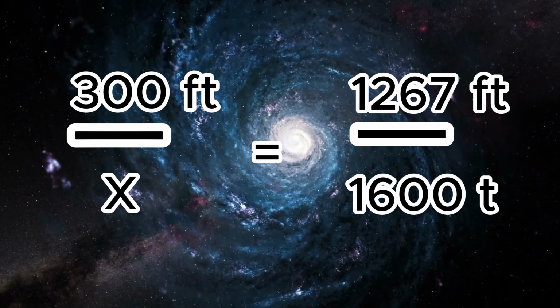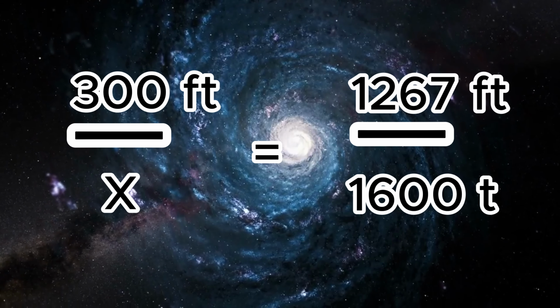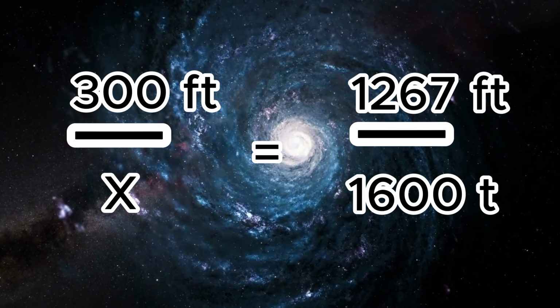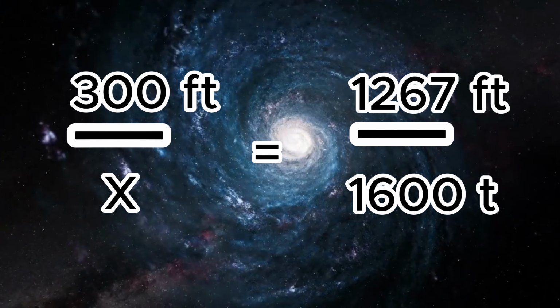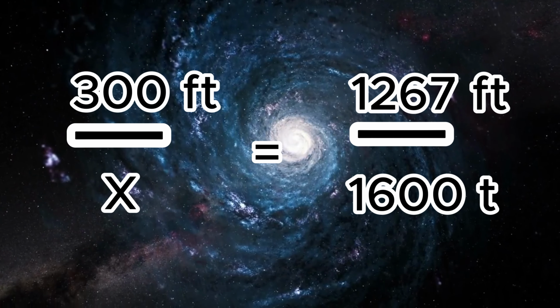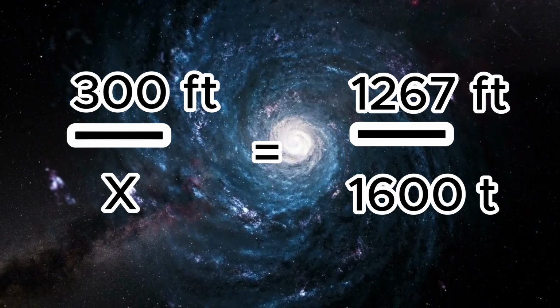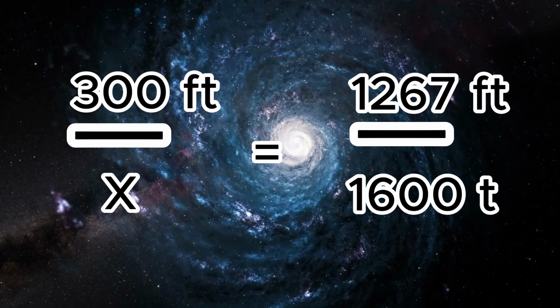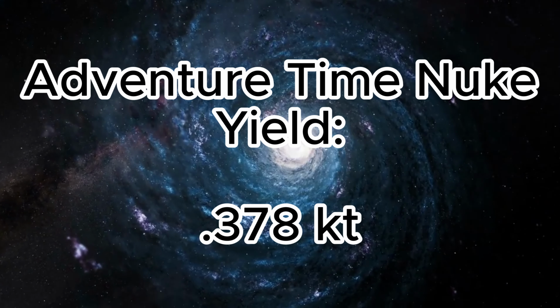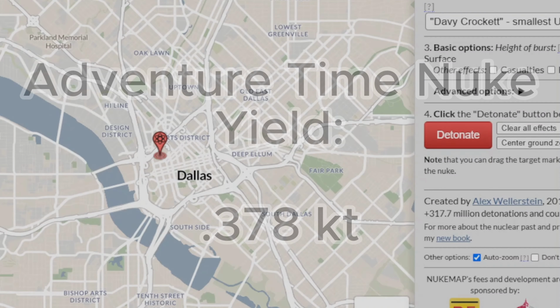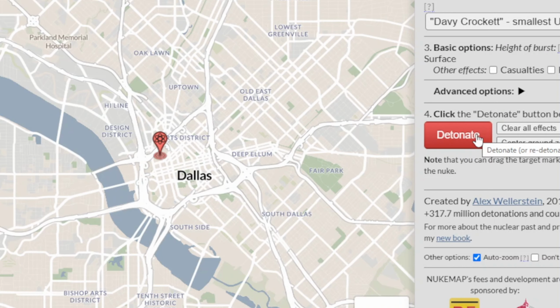which was the yield of Little Boy, and divide that by 1,267 feet, which was the height after 3 seconds, approximately, for the Little Boy explosion, we can actually approximate the yield for this explosion that we just witnessed, which came out to approximately 378 tons of TNT, which really isn't a spectacular amount if you think about it.